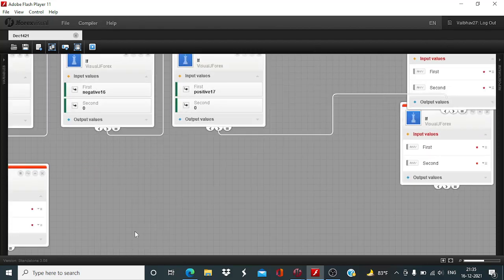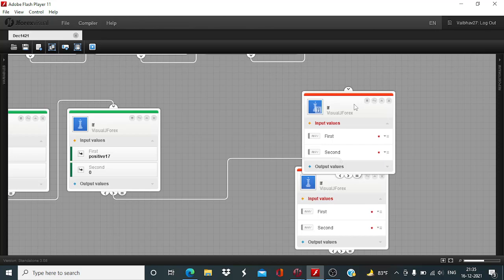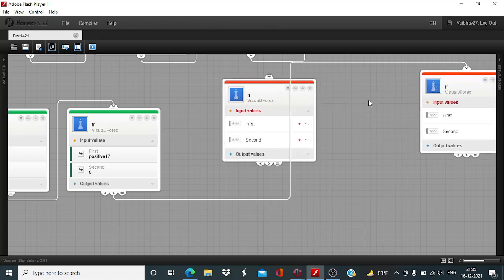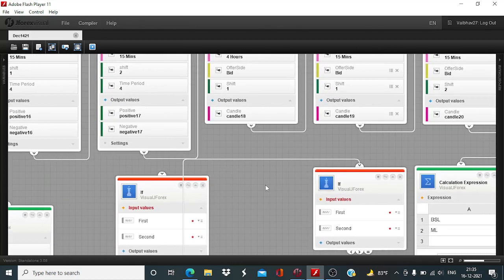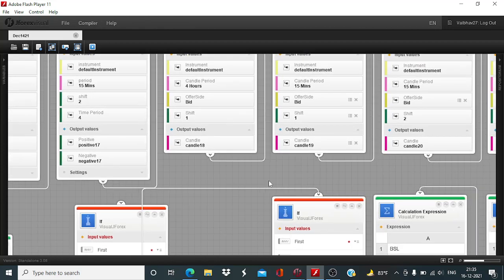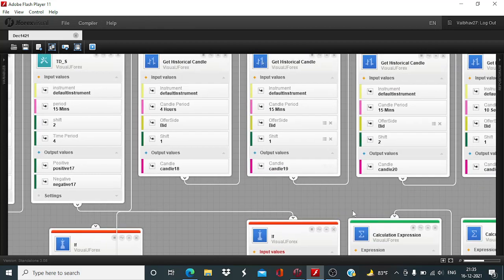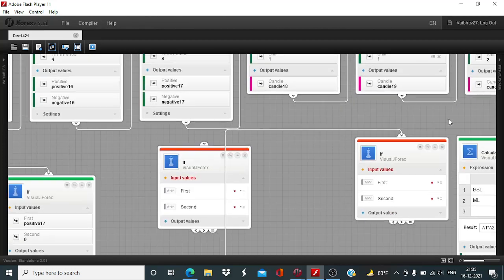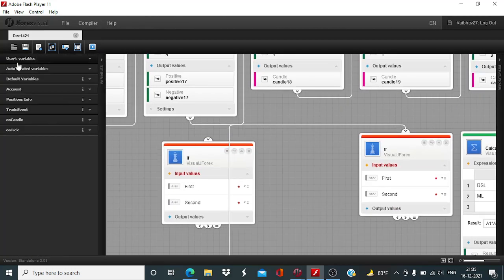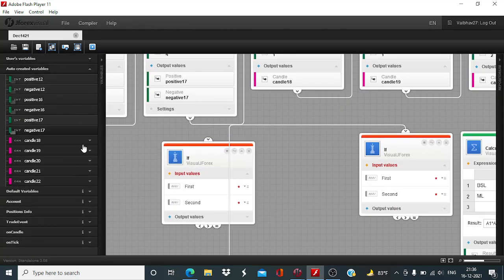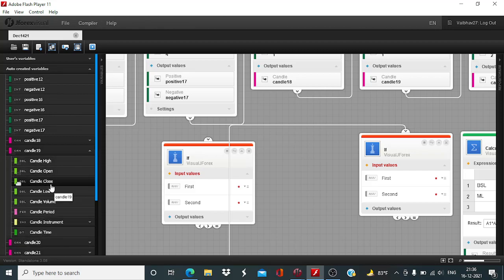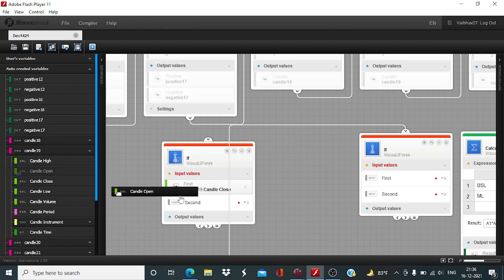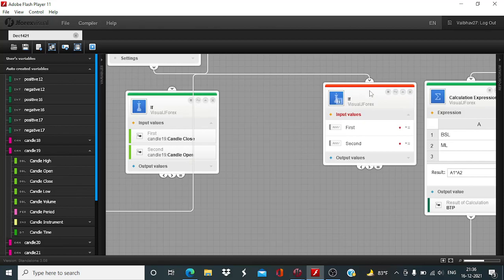Now we consider the price action data. The last 15-minute candle closing will need to be lower compared to its opening price. So we consider candle 19 candle close and opening price and compare it. Auto created variables, candle 19 candle close and candle 19 candle open.